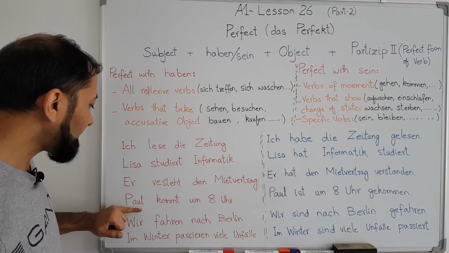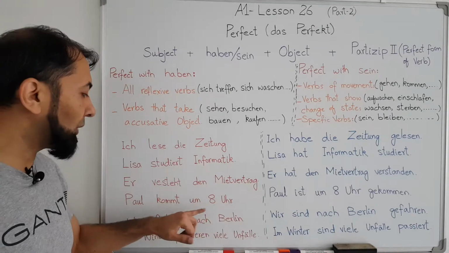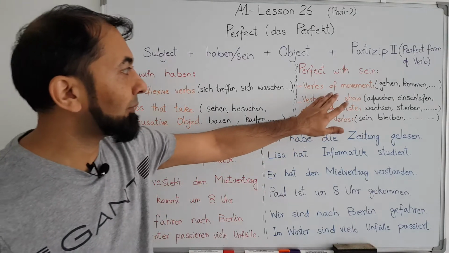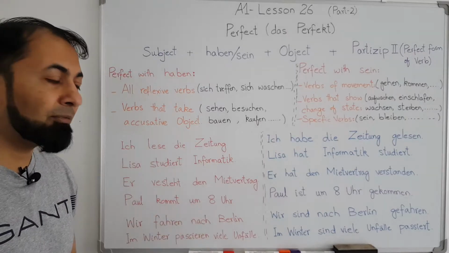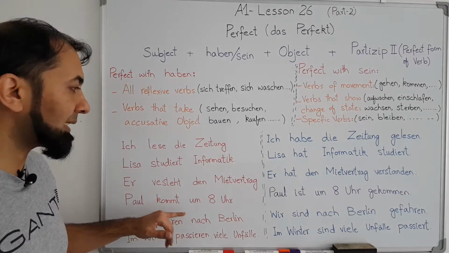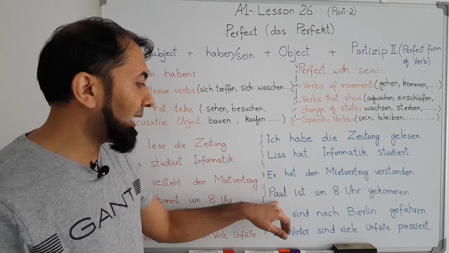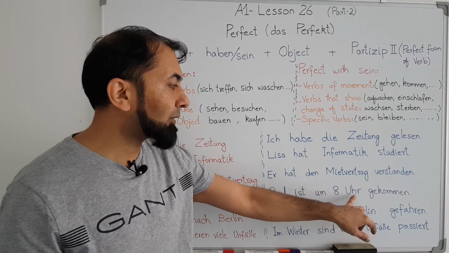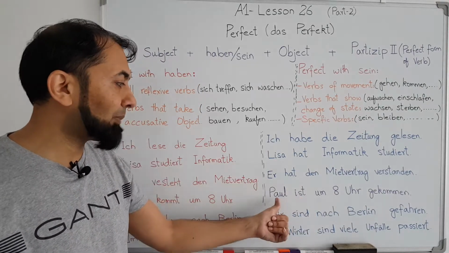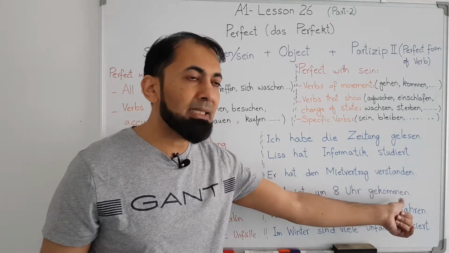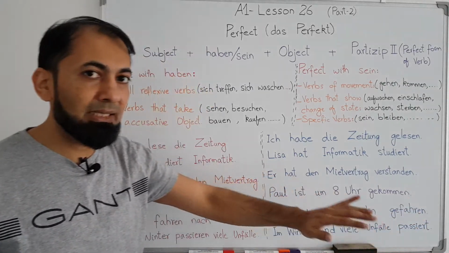Next is Paul kommt 8 Uhr. Paul comes at 8 o'clock. Now this category of verb is the verb of movement, because here Paul is coming from one place to another. Therefore, when we want to make the perfect tense out of this, that Paul has come at 8 o'clock or Paul came at 8 o'clock, then we will say Paul ist 8 Uhr gekommen. Now, ist is the conjugation of the verb sein with respect to Paul, and gekommen is the Partizip zwei of kommen, which comes at the last position of the sentence in the perfect tense.